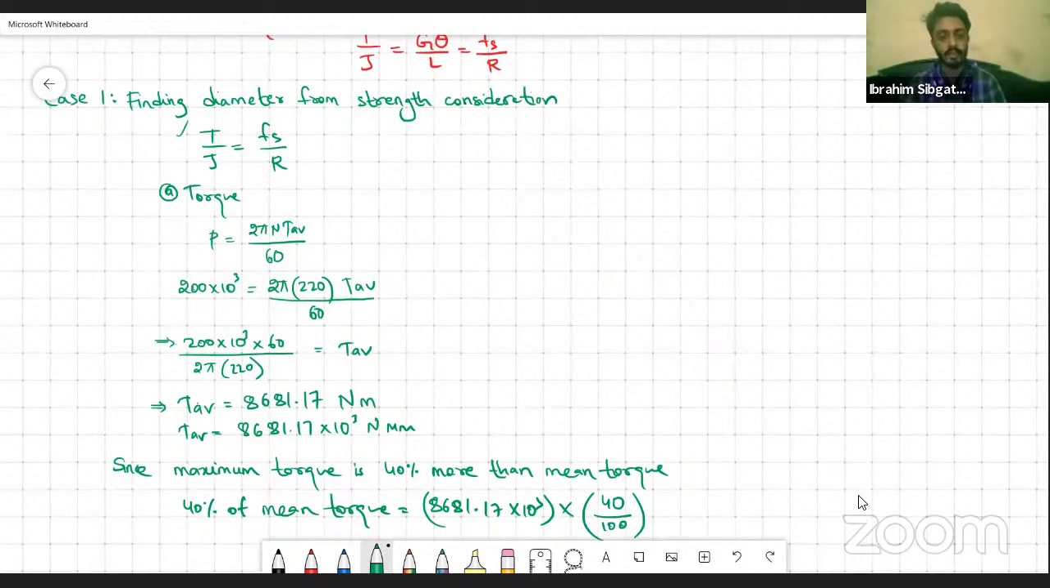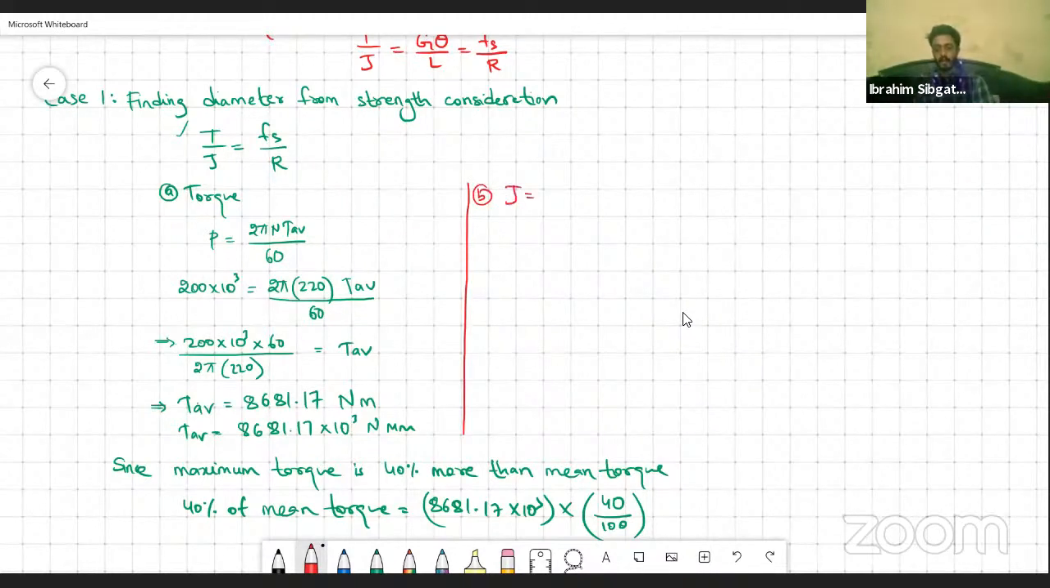Now the next unknown is J. Now we can find that out very easily. Let me write it down over here only. Okay, J. So what is J? It is the polar moment of inertia that depends on how the shaft appears, whether it is solid or whether it is hollow. So if you have seen the question, it says that this shaft is solid. So pi d power 4 by 32. Now we don't have diameter, so let's just leave this as it is.